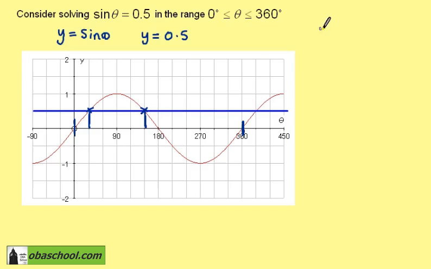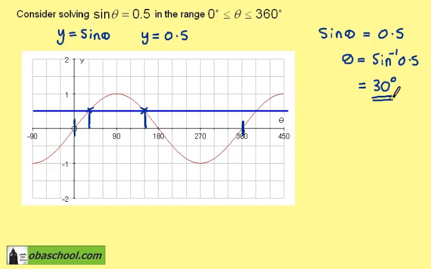If we want to solve this algebraically, we can start with sine theta is equal to 0.5. On our calculator, we can do inverse sine of 0.5, or shift sine, and that will give us 30 degrees. This is called a principal value, or key angle. The 30 degrees can be seen on the graph, just here.